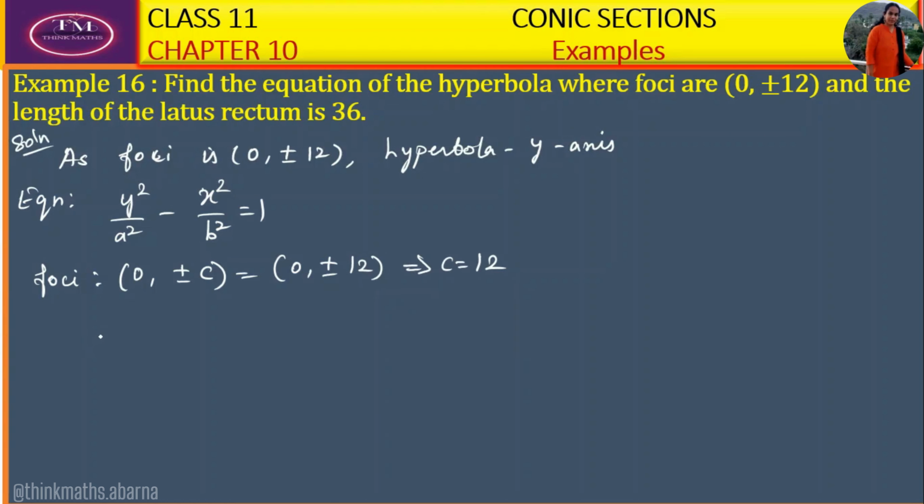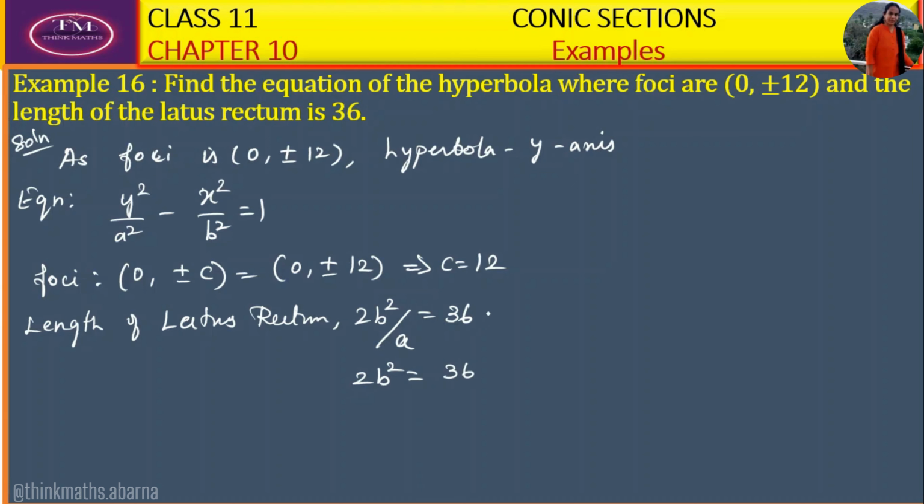Okay, clear. Next, length of the latus rectum is given. So what is the formula for length of latus rectum? Latus rectum is 2b square by a. 2b square by a is given as 36. Now let us find out b square from this. So 2b square will be 36, this a will go to numerator, 36a. b square will be 36a divided by 2. So b square will be 18a. So we got b square.